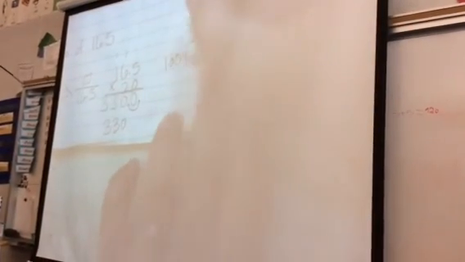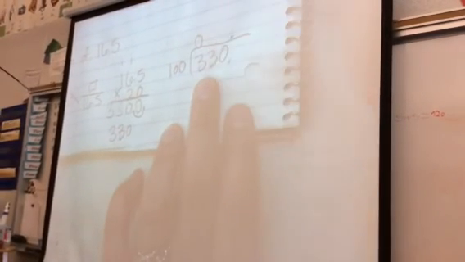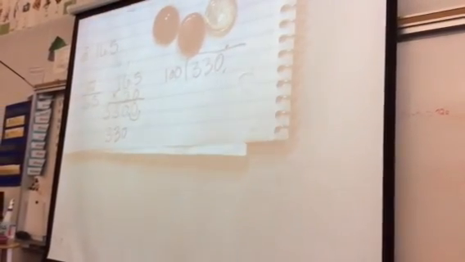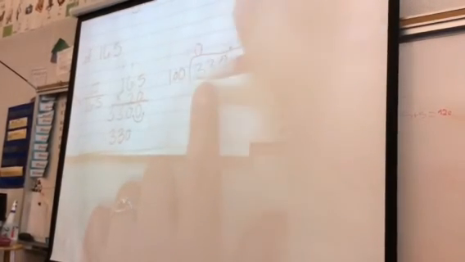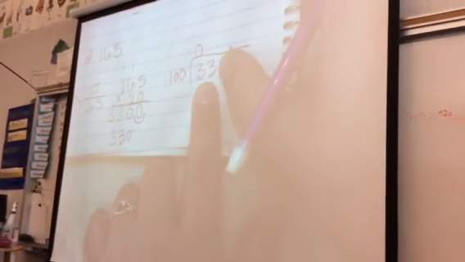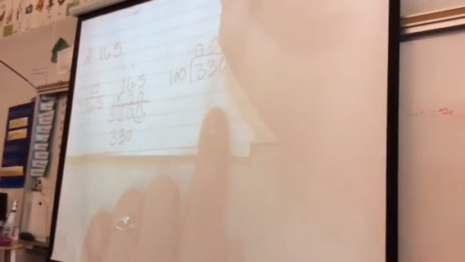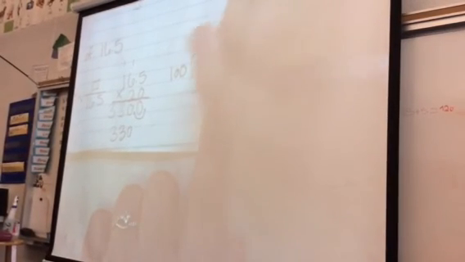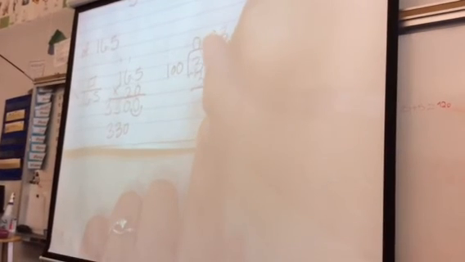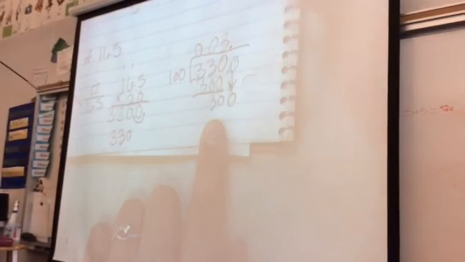Okay. 100 can go into 3 how many times? 0. If I have 3, can I make a group of 100? No. Okay. 100 can go into 33 how many times? 0. 100 can go into 333 how many times? 3 times. 3 times 100 is 300. 330 minus 300 is 30. Good. It's smaller. Bring down another 0.